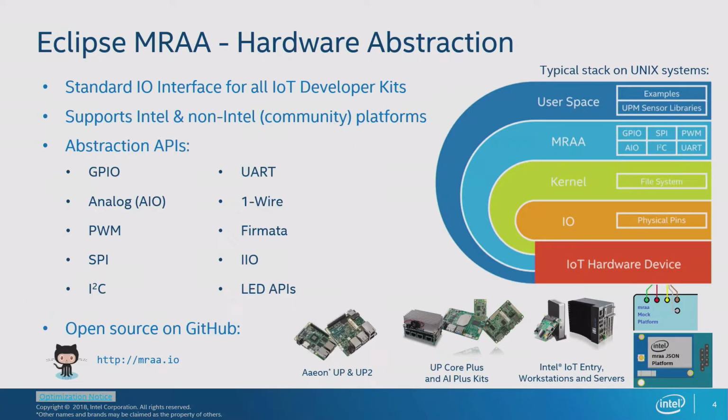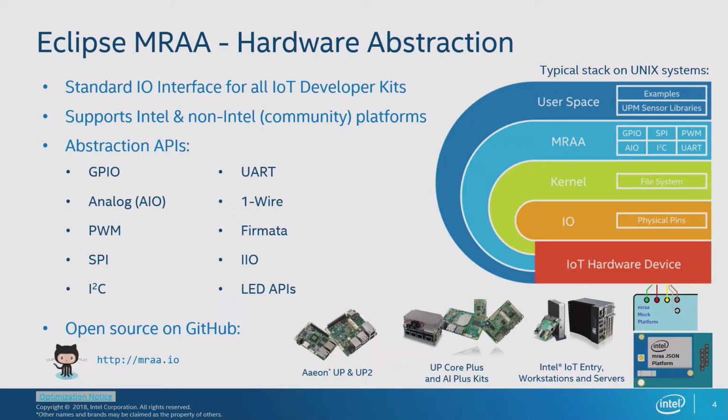So let's see what MRAA does. MRAA is more about the hardware abstraction, right? It provides abstraction APIs for basic pins and buses that you would have on a typical edge device. For instance, GPIOs, analog pins, PWM, and a couple of buses like I2C, SPI, and serial, and a few other special-purpose things, like one wire for MATA, IO. We also have some LED APIs for some of our boards.